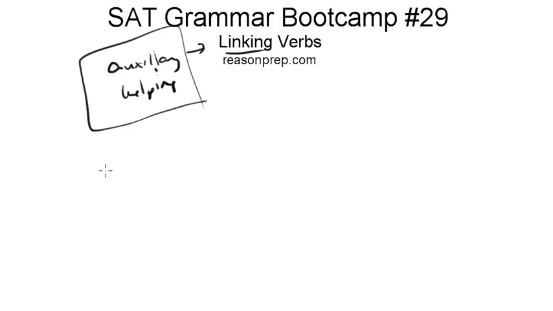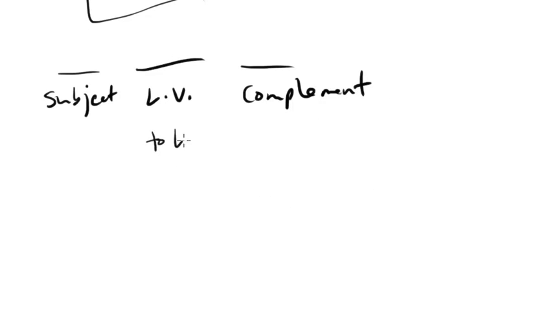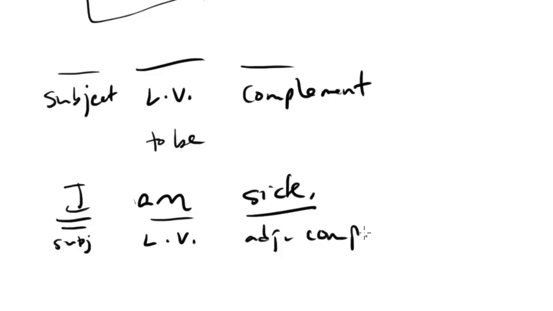Linking verbs are a particular kind of verb that connects two things together to show an equality, or not necessarily an equality, but sometimes just to link two things together, where you have the subject of the sentence, your linking verb, and what's called your complement. A lot of times, the big example you're going to see here is the verb to be as a linking verb. So, I am sick. Here's my subject, here's my linking verb, to be, and here's my complement, in this case an adjective complement.